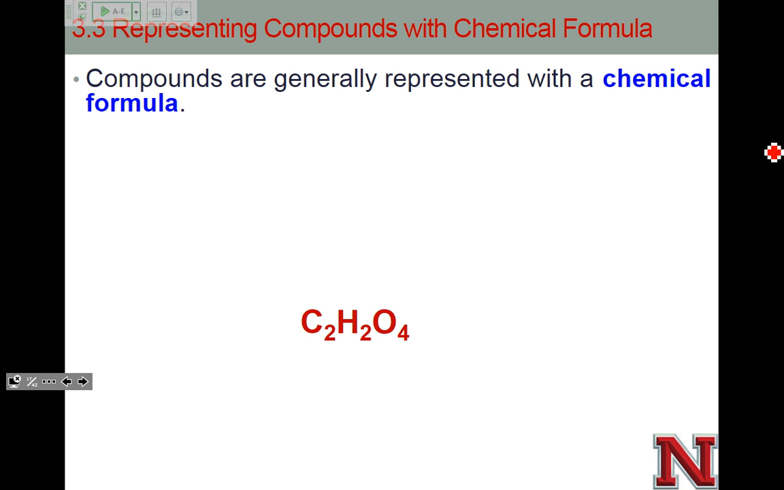So we're going to talk about representing compounds a little bit, and we're not going to focus too much on just this, just a quick example of representing. And then we're really going to break down our difference between ionic compounds and molecular compounds.